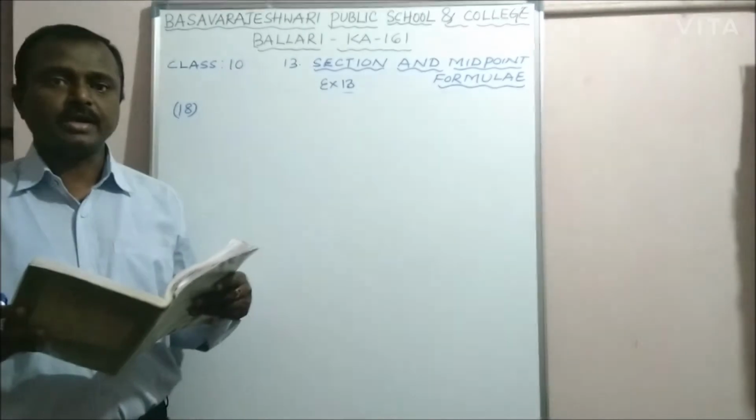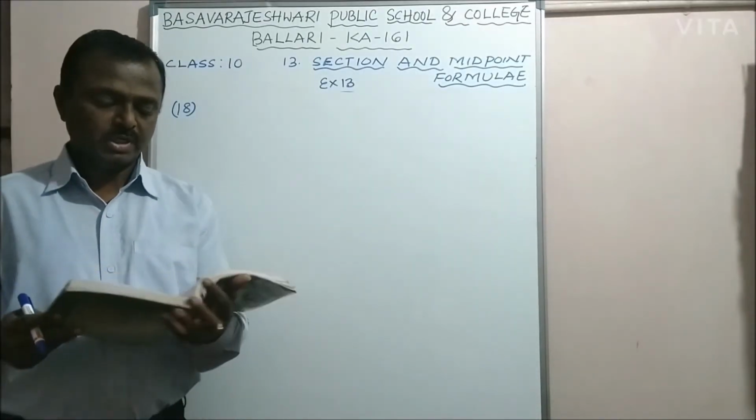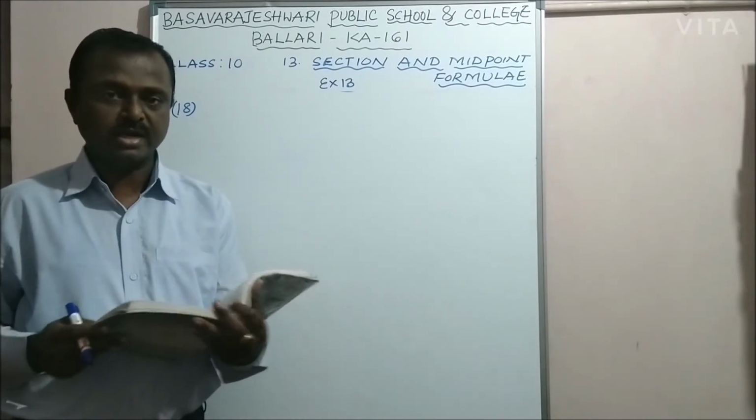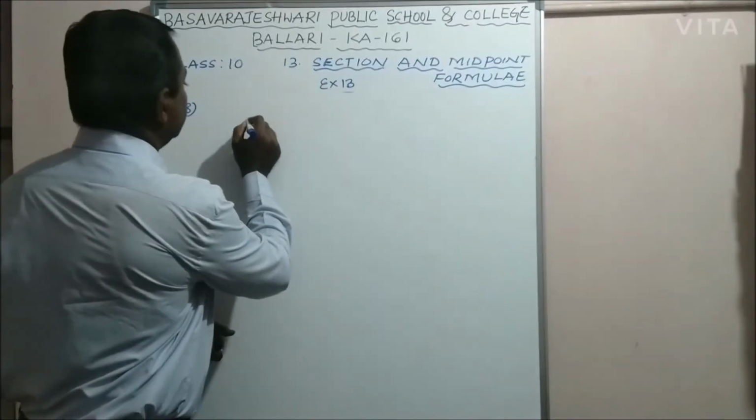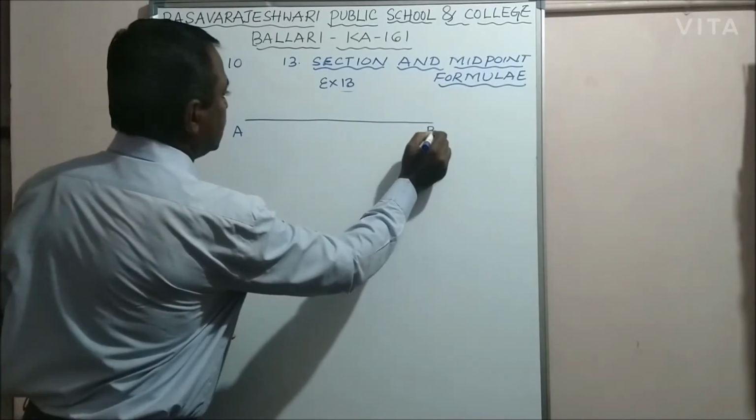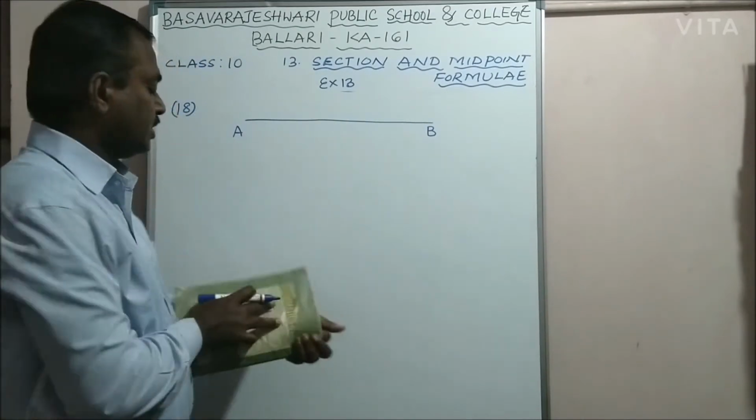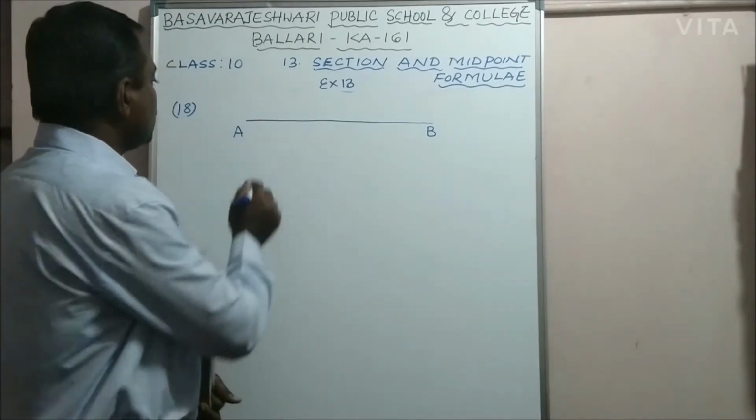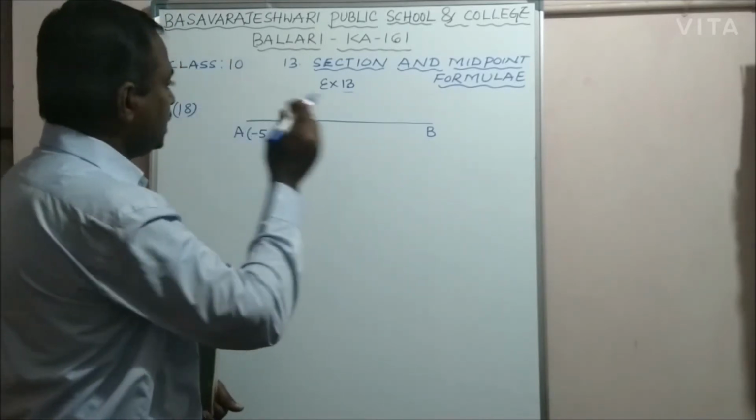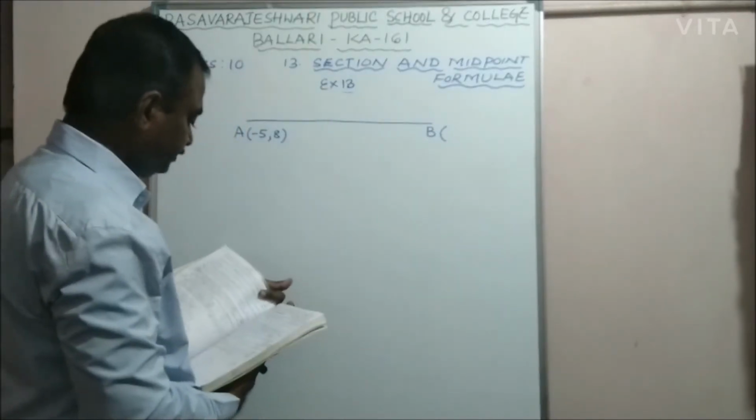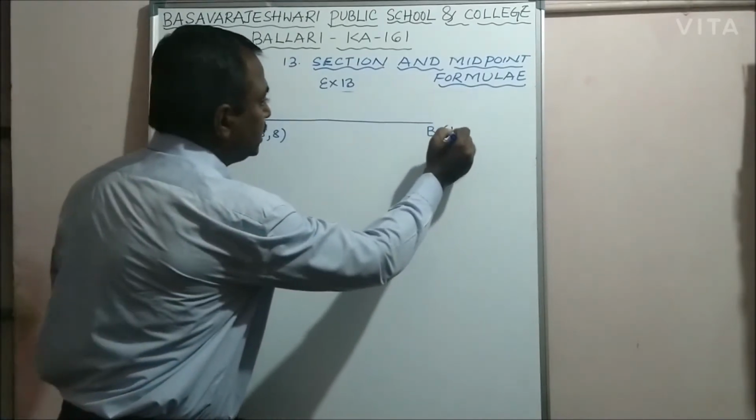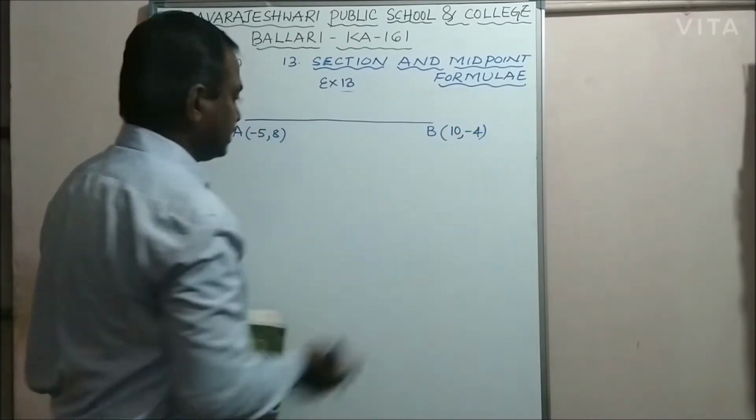So now we will see the 18th sum. Show that the line segment joining the points A minus 5 comma 8 and B 10 comma minus 4. So we draw the figure. AB is the line segment. A is minus 5 comma 8. And B is how much? B is 10 comma minus 4. This is the line segment.